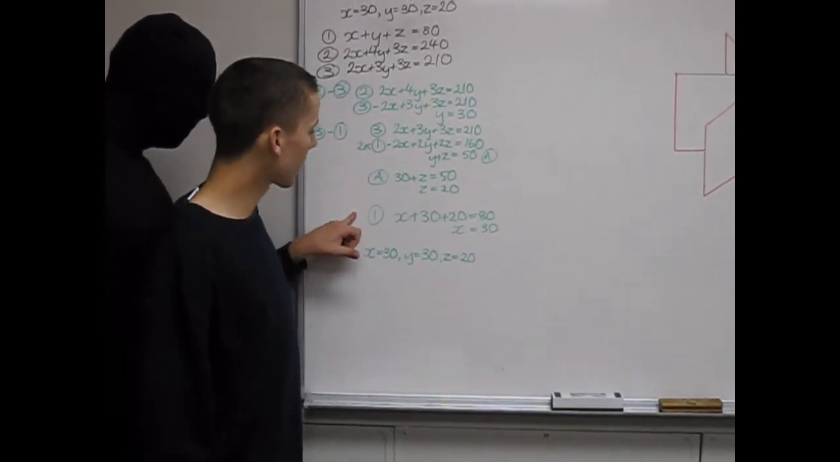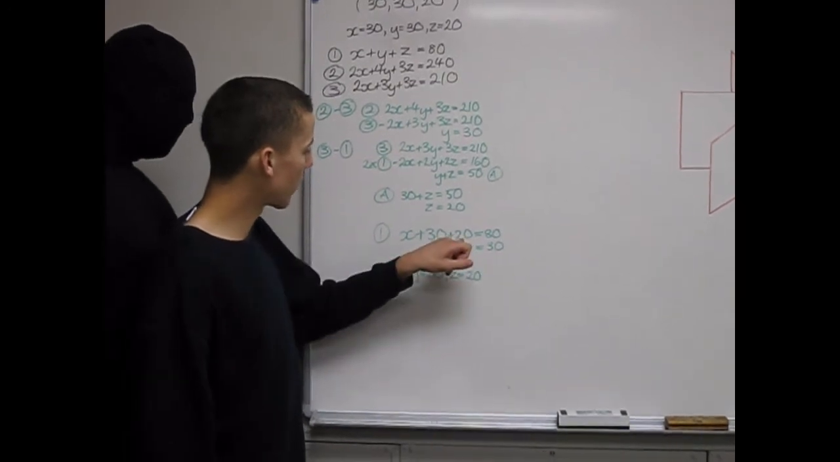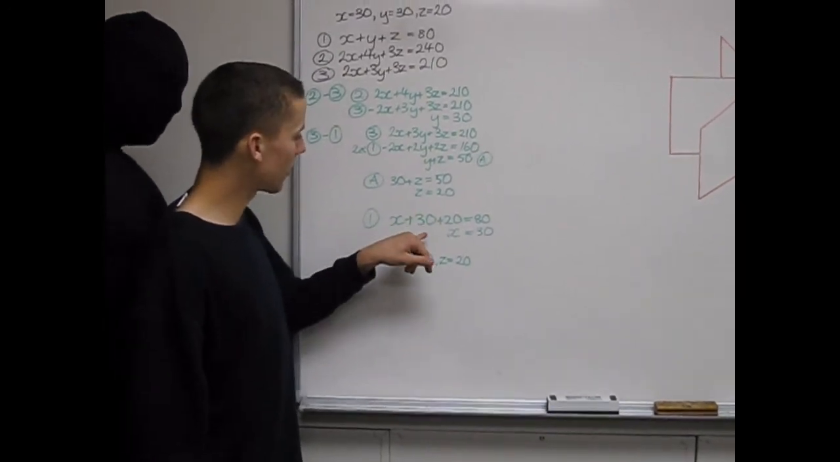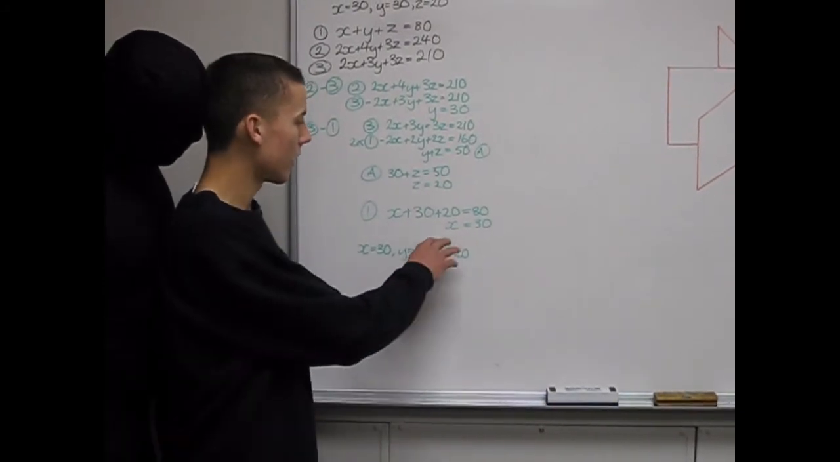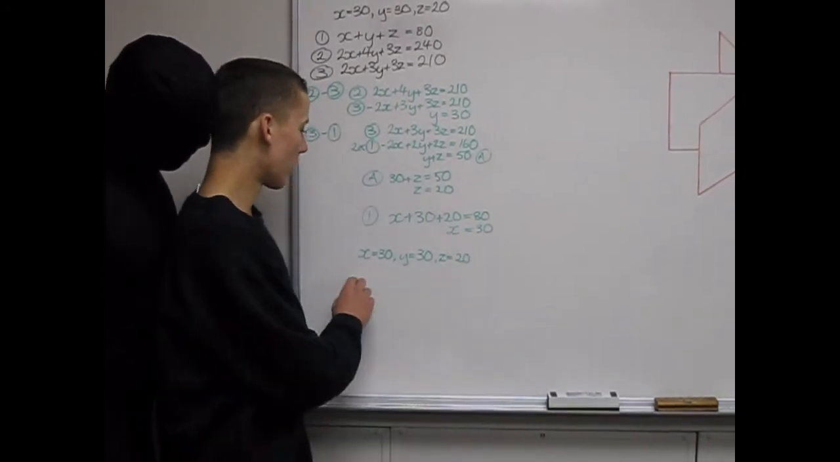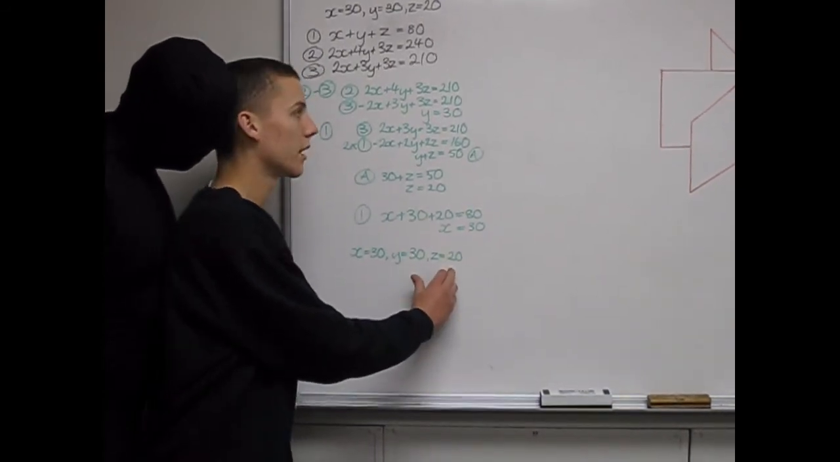Now we get line 1 again and we substitute in our known values of 30 and 20. So we get x plus 30 plus 20 equals 80. We then take away 50 from each side and we get x equals 30. And once again our values, x equals 30, y equals 30, z equals 20.